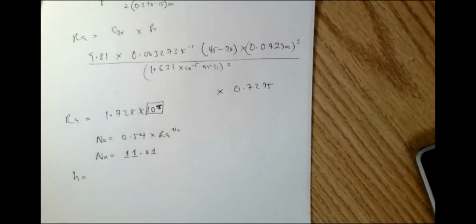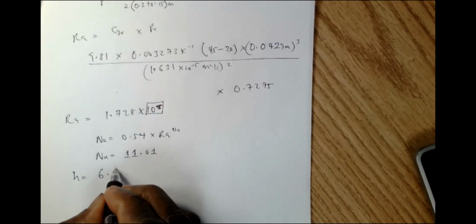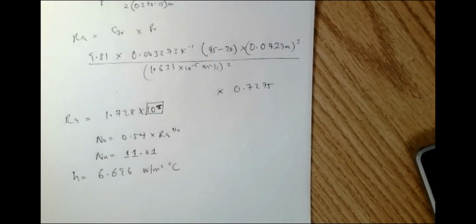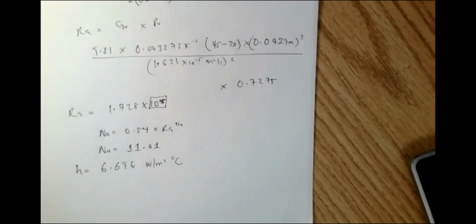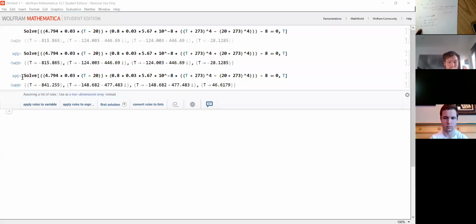And from here, we remember that H is equal to K over L multiplied by this. So our H becomes 6.696. Okay. So if we go back into Mathematica, you notice that the only thing that has changed is the H value, since our surface area remains the same. The only thing that changed in this case was the characteristic length and our H value. We have computed our H value here now. So if I go back into Mathematica, all I have to do is copy this equation once again.